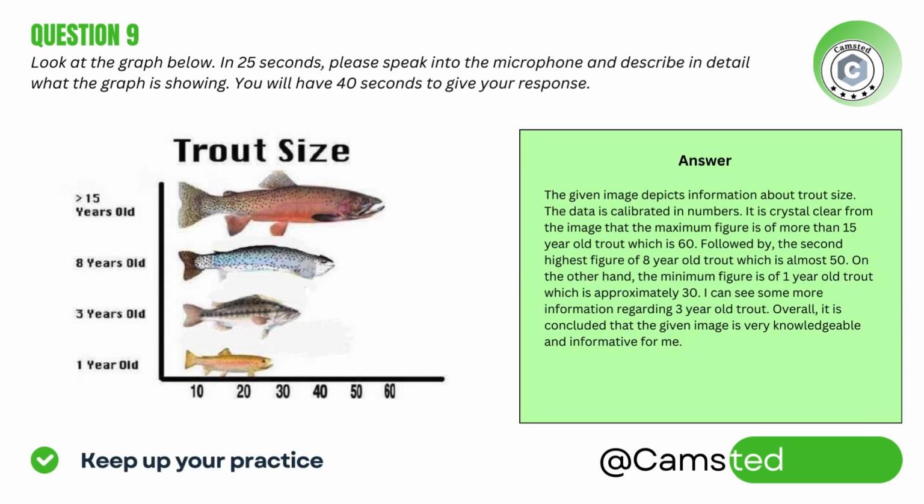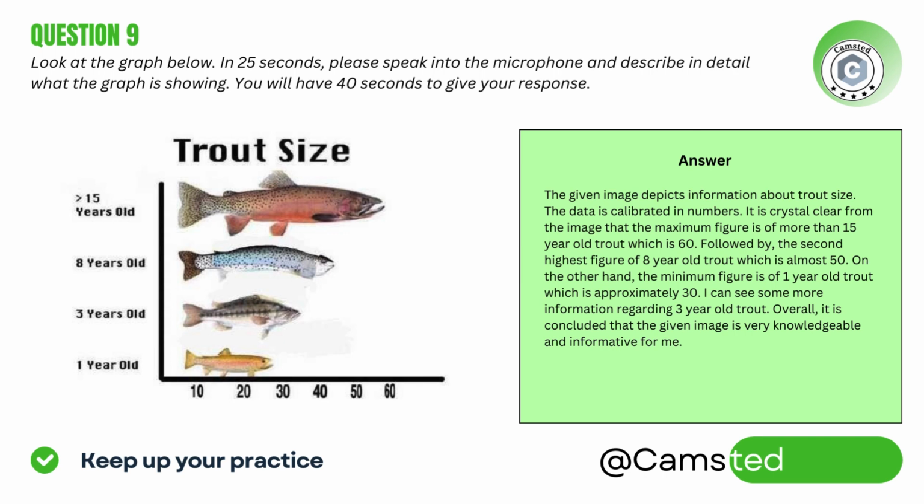The given image depicts information about trout size. The data is calibrated in numbers. It is crystal clear from the image that the maximum figure is of more than 15-year-old trout, which is 60. Followed by the second highest figure of 8-year-old trout, which is almost 50.